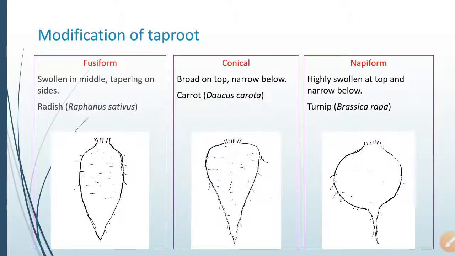Next, there will be modification of these two types of root, that is tap root and adventitious root. Modification of tap root is of three types, that is fusiform, conical and napiform. From this diagram you will be able to differentiate. Firstly, the fusiform usually will be swollen in the middle and tapering on the sides. Example, the radish. And next, conical, it will be broad on the top and narrow below. That is carrot, Daucus carota. And third, the napiform, it will be highly swollen at the top and narrow below. Example, the turnip, that is Brassica rapa.